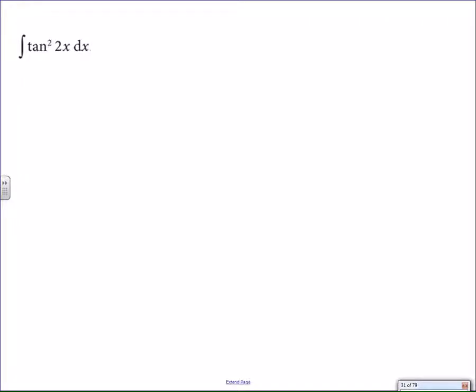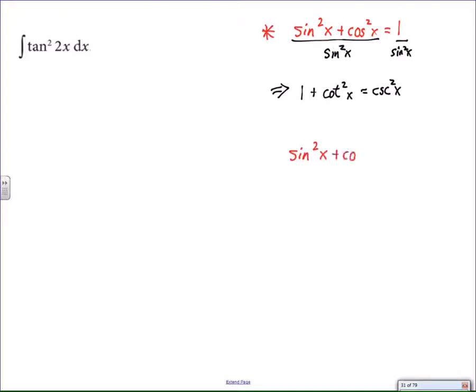Now, the integral of tangent squared of 2x. Now it's got a double angle and a squared. What to do? What to do? Well, in this case, once again, we are going to use our trigonometric Pythagorean identities, but they're modified. If you take the regular Pythagorean identity and divide everything by sine squared, you get a new relationship pairing up cotangent and cosecant squareds, respectively.